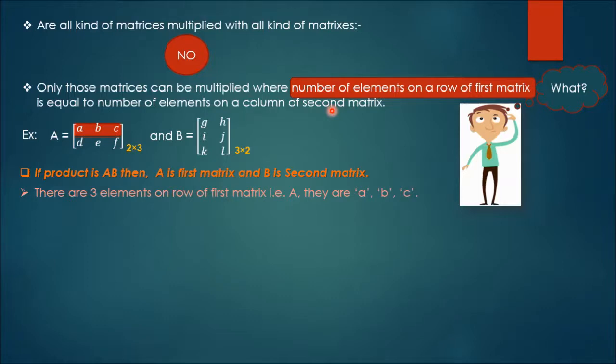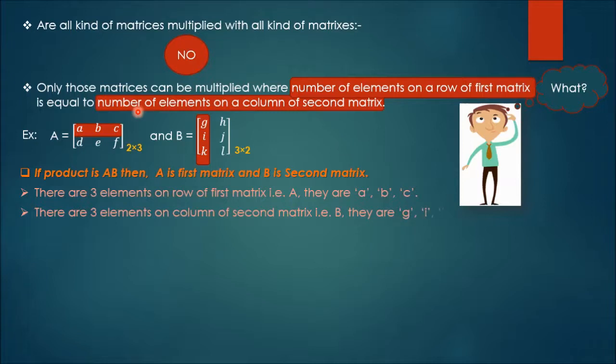Now we will highlight the next important line, that is number of elements on a column of the second matrix. Now this B is the second matrix, and the column, let's highlight it, is G, I, K. There are 3 elements. So these two matrices satisfy the criteria, isn't it? So the criteria for matrix multiplication is satisfied, so we can multiply AB.